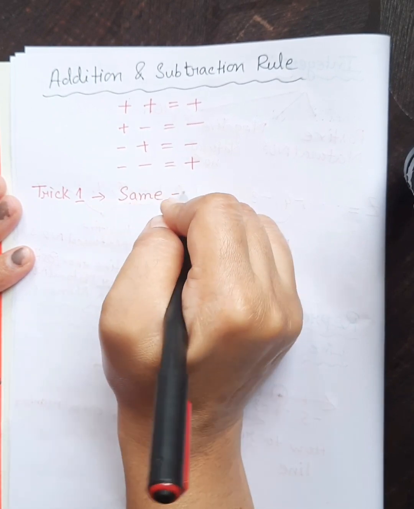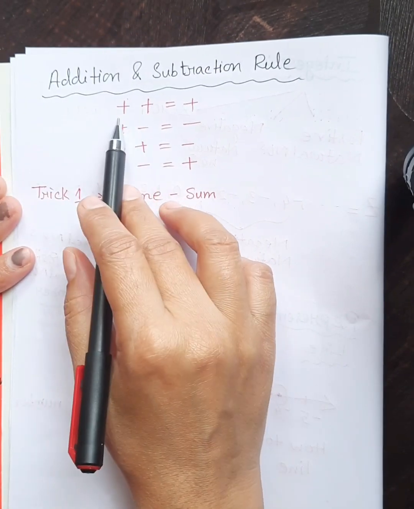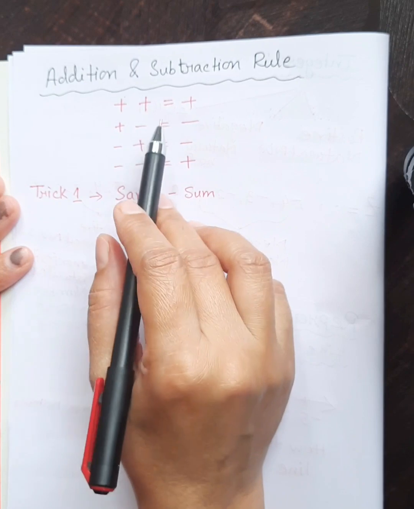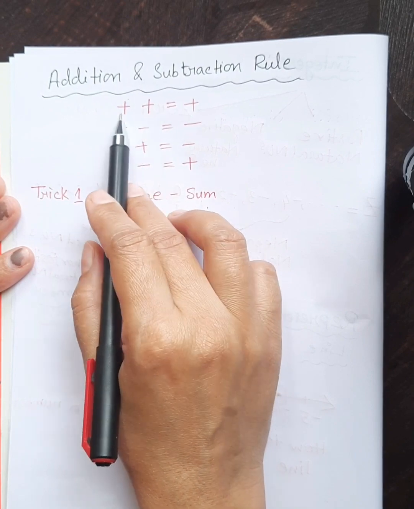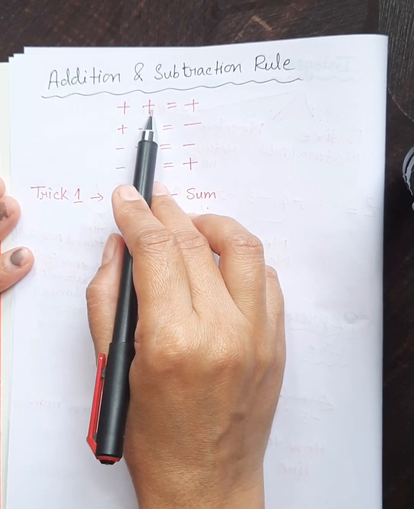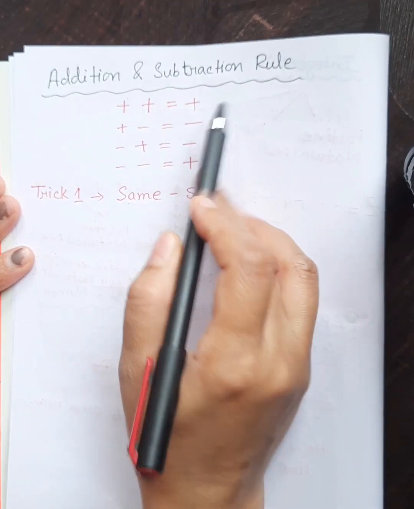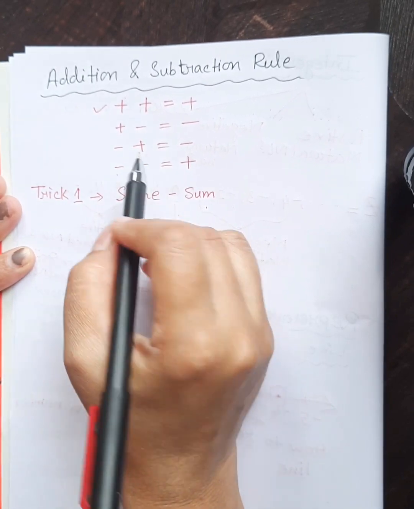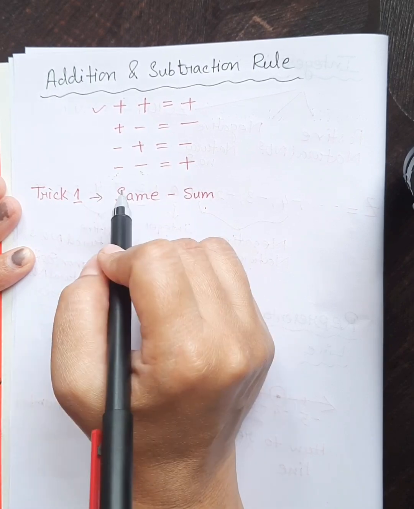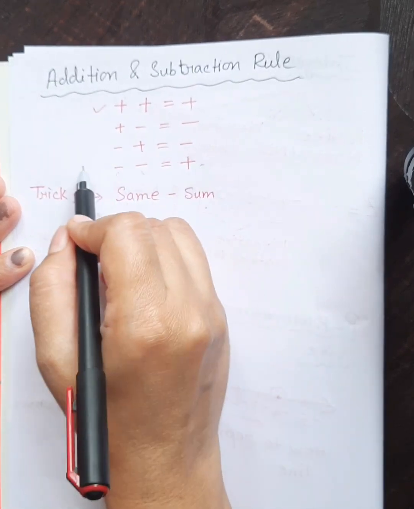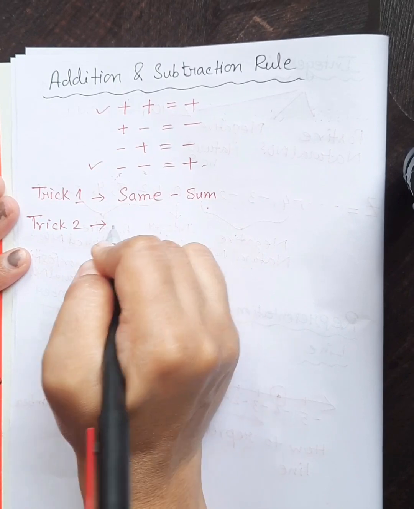same sum. That means if the sign of both the integers is the same, then we can find their sum. Here the sign of both integers is the same, plus plus. That means we can find their sum. And the fourth rule also, minus minus. Here too the sign of both the integers is the same. That's why we can find their sum. Clear? And trick number 2 is difference.